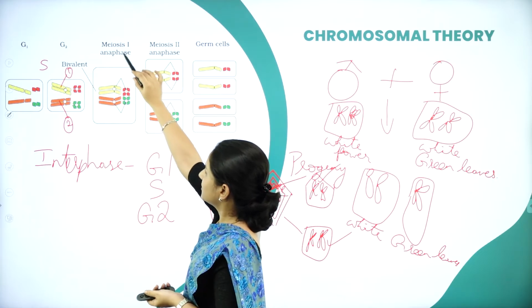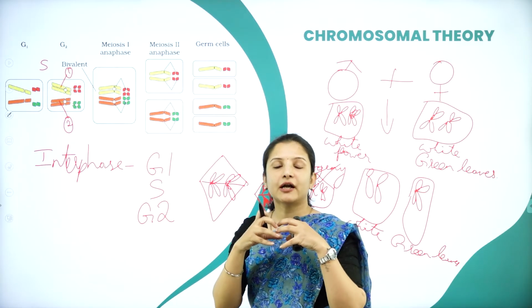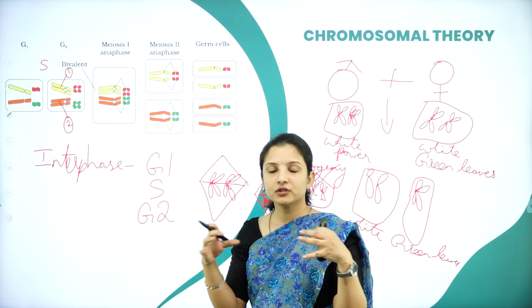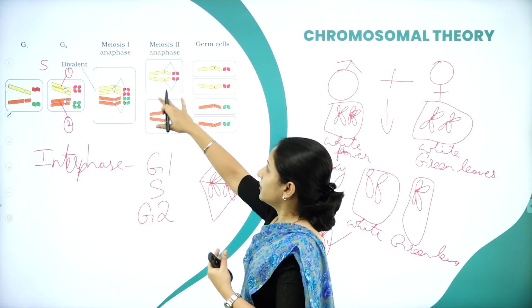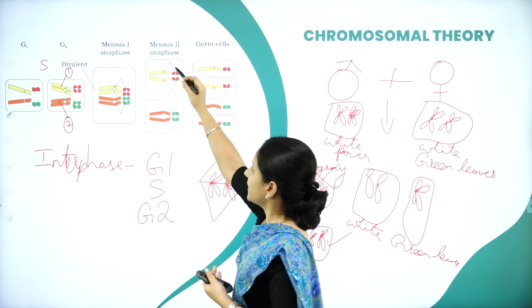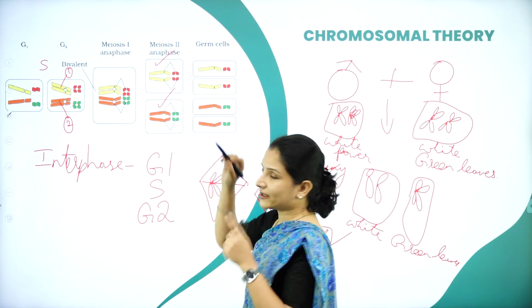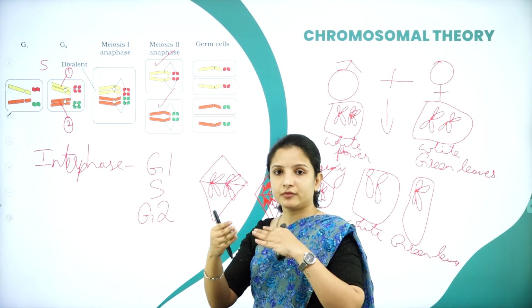So in meiosis 1, what happens? The chromosomes start to separate and move towards the two poles along the spindle fiber. Meiosis is nothing but reduction division. When the division takes place, one parental cell develops two daughter cells.